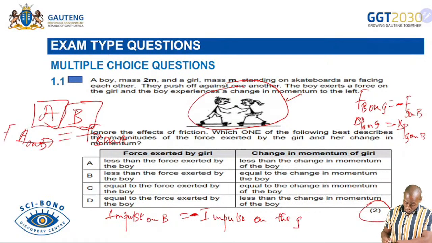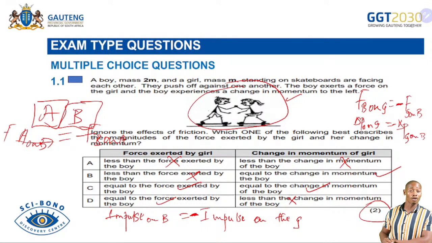Okay, so let's check option 1, less than the force, so it can't be. This is out. And then less than, so this is also out. Less than the force is out. Equals to the change in momentum of the boy, that is correct. Equals to the force exerted by the boy, this is correct. Equals to the change in momentum of the boy, this is also correct. Then let's look at option D. Equals to the force exerted by the boy, that is correct. Less than, so this is out.